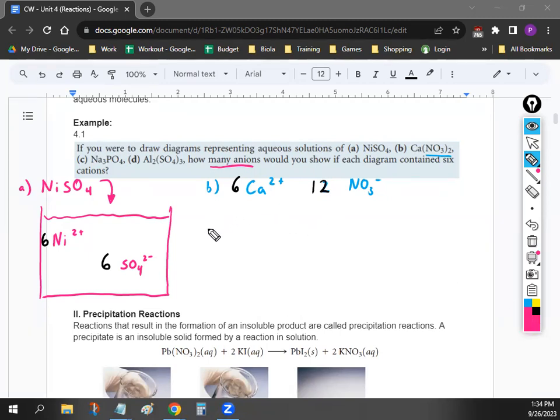All right. Let's move on to part C. For part C, you should end up with 3 sodium ions and 1 phosphate ion, PO4 3 minus. Any questions on that one?